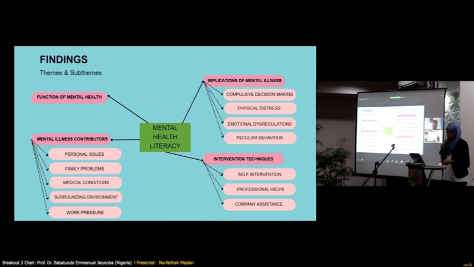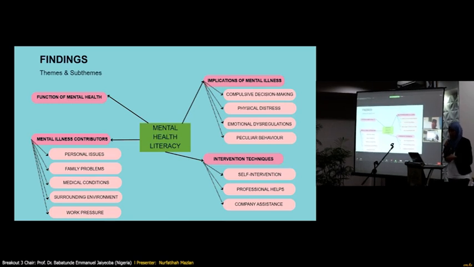Next is medical conditions. Some of the informants mentioned that long exposure to a high level of stress for a very long time can eventually evolve into mental illness, while others stated that individuals who have been diagnosed with a serious disease such as cancer may also get mental illness.